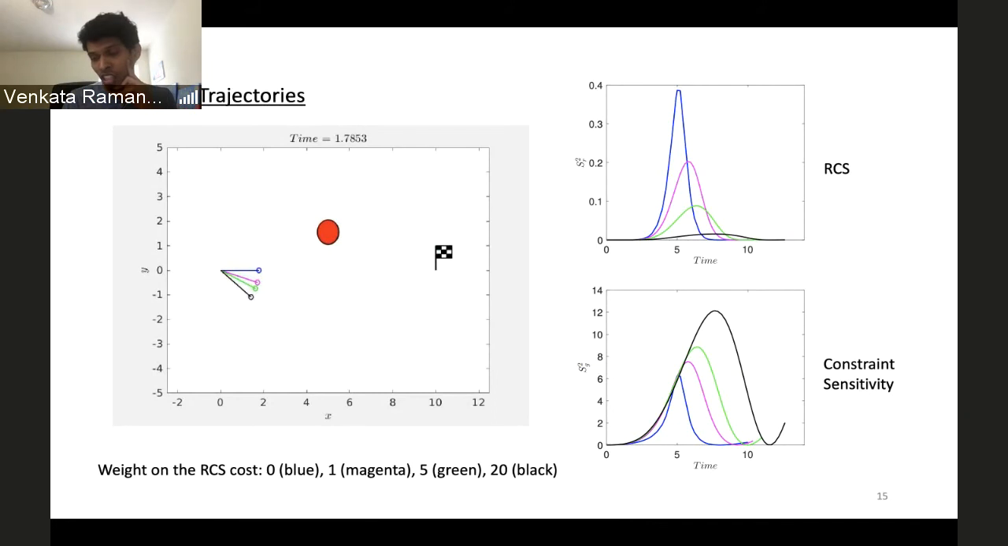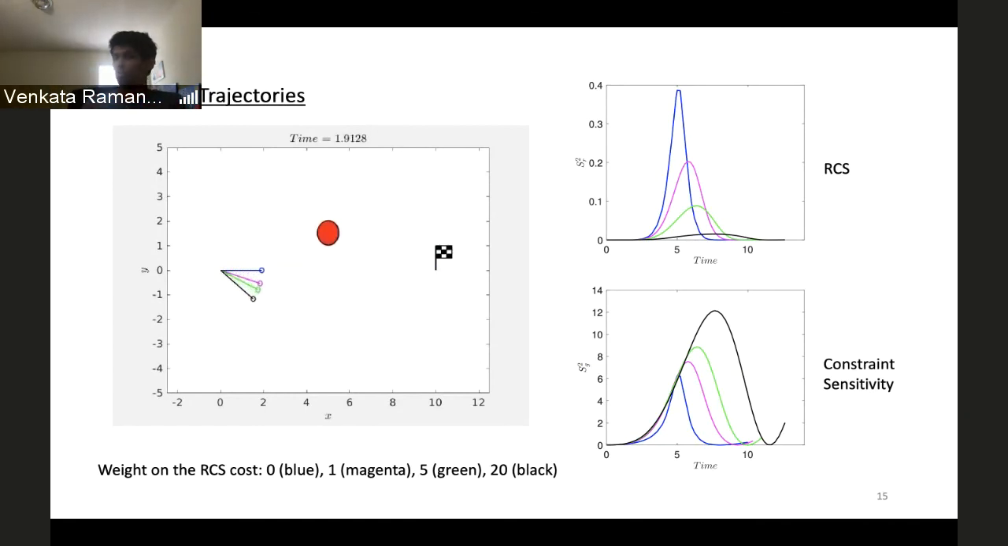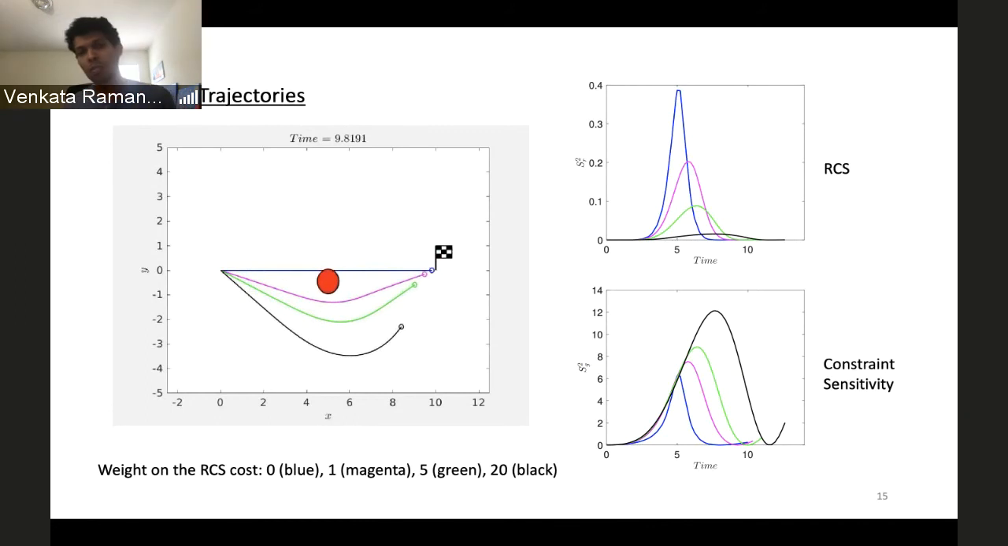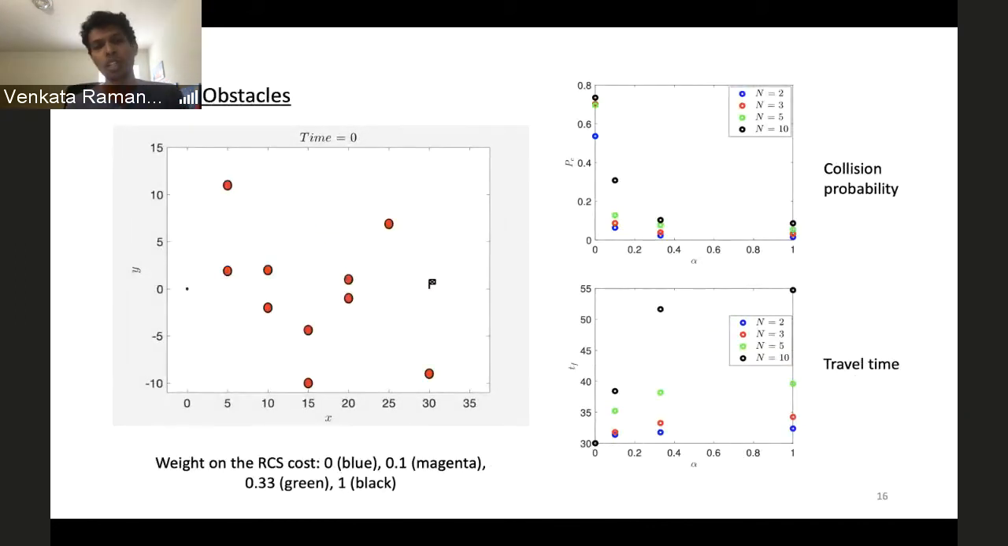And interestingly, for this particular example, the constraint sensitivity becomes higher and higher for the conservative trajectories, which means if you just penalize constraint sensitivity for this particular example, you won't arrive at these sort of conservative trajectories, which is, again, something that I want you to note. This is just a simple example with just one obstacle.